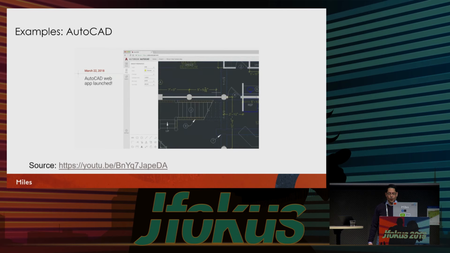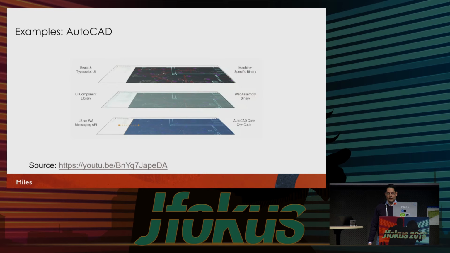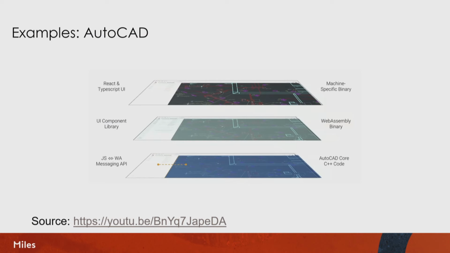And now in March last year, they released the AutoCAD web app. And I'm going to show you what the architecture is for this web app. So basically, they have three different levels. The first level is the interaction between the core library, which is C++ code, and then they compile it down to WebAssembly, and then they have JavaScript functions that call this WebAssembly.